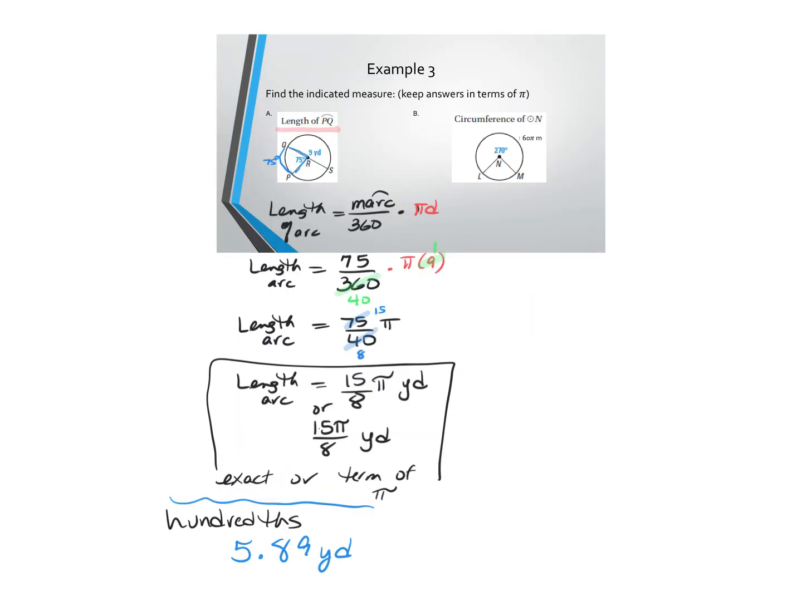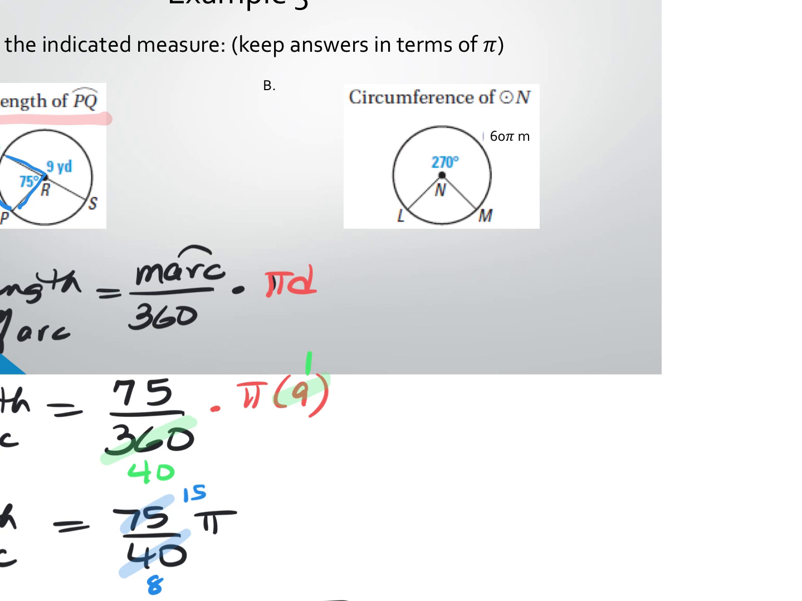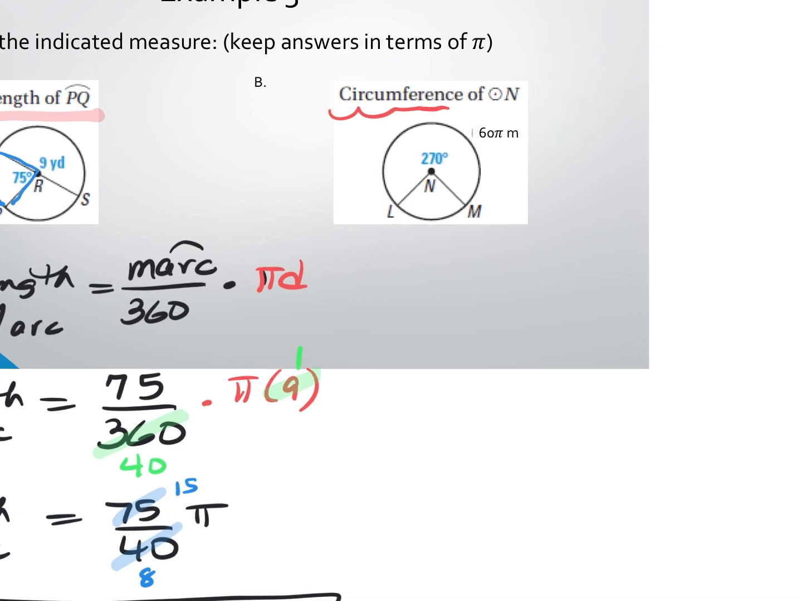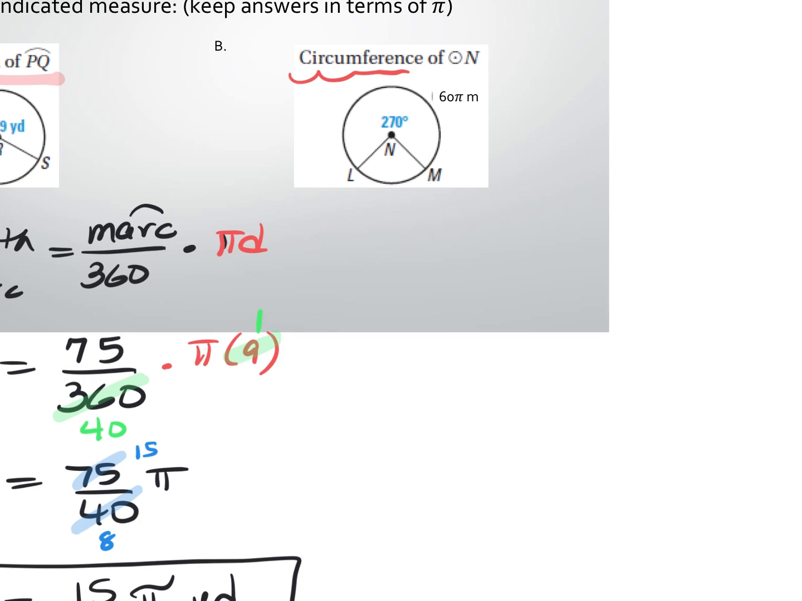So for the next one, we're not finding the length of the arc. They want us to solve for the circumference. So we're still using the same formula, but this time instead of putting it in as pi d, I'm just going to put a capital C there. So again, I'm going to be doing length of the arc, which is right here, the 60 pi. Notice they're meters. It's a linear unit. So this is the length of the arc.